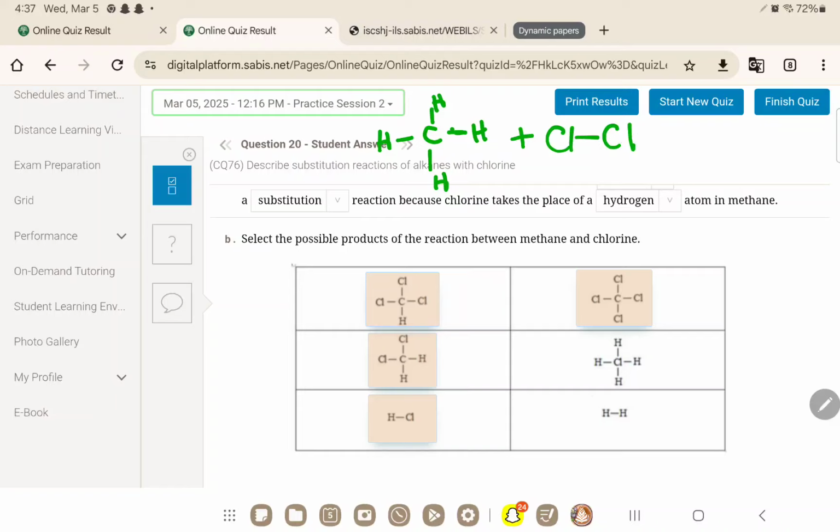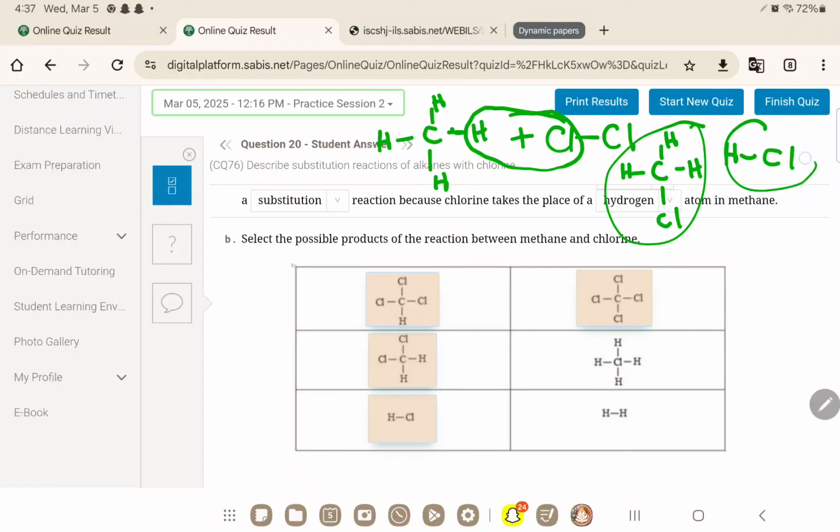So what's going to happen is we're going to link these two together and substitute these two. Then you're going to be left with HCl, and in this case, CH3Cl. So these are two products we could have.